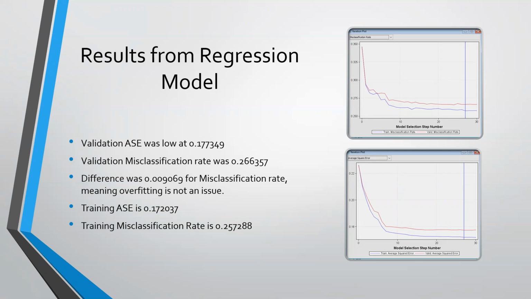This insinuates that the difference between the train and the validation level for the misclassification rate was low at 0.009069, which meant that overfitting was not an issue.